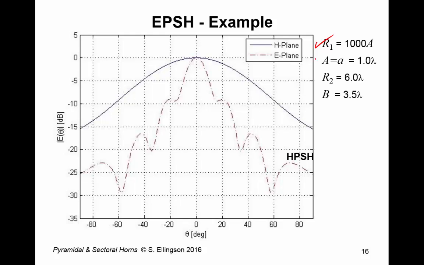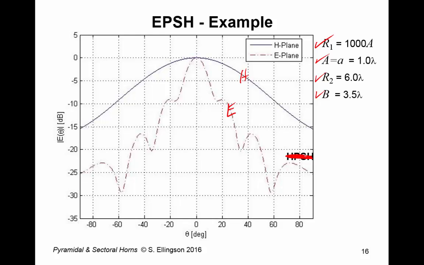And in this case, we're choosing A to be 1 wavelength, R2 to be 6 wavelengths, B to be 3.5 wavelengths. Again, to make this the complement to the H-plane sectoral horn that we've already studied. So here's what we have. This is the H-plane. This is the E-plane. This is junk. That shouldn't be there.